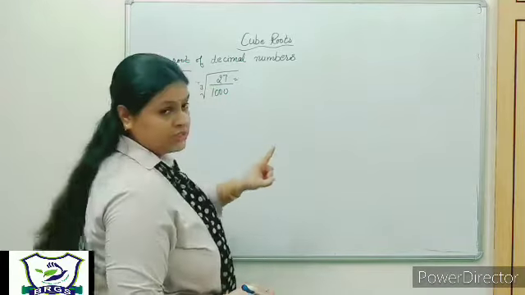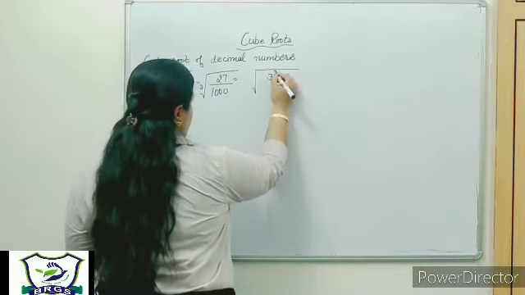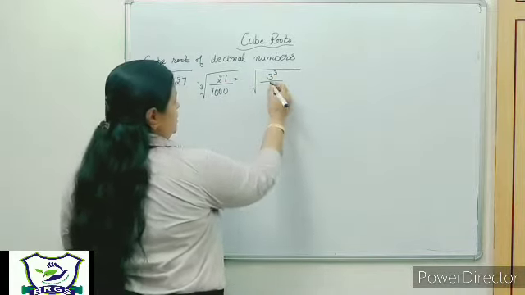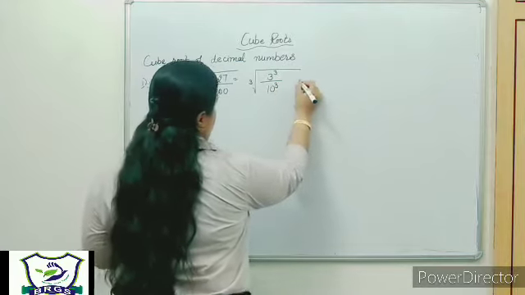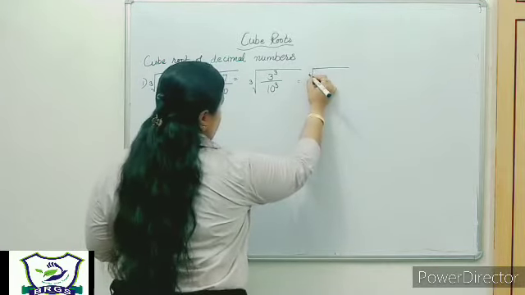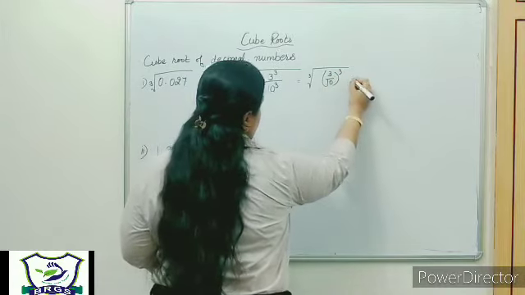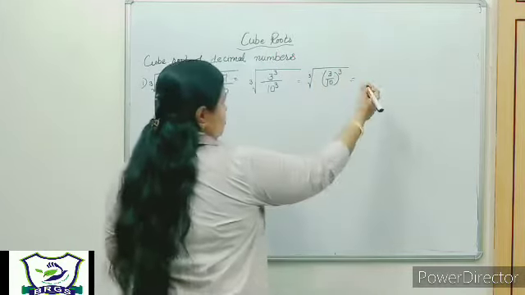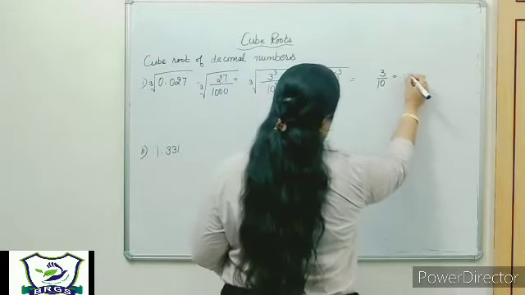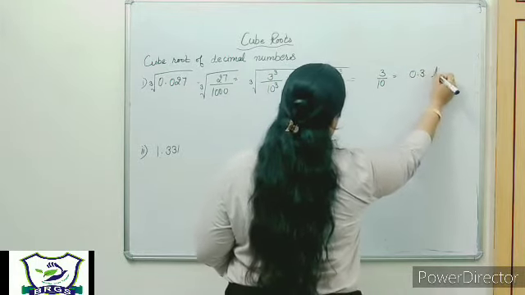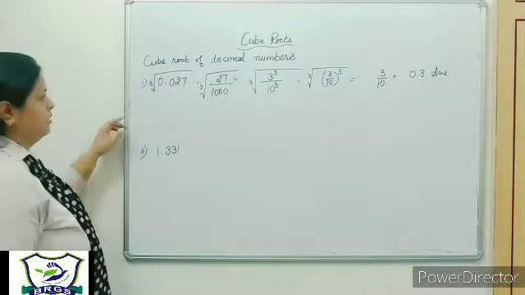Now 27 is the cube of 3. 1000 is the cube of 10. We can write like this, 3 by 10 cube, and cube and cube root will be cancelled. The answer is 3 by 10, and it is 0.3. Fraction again converted into decimal.